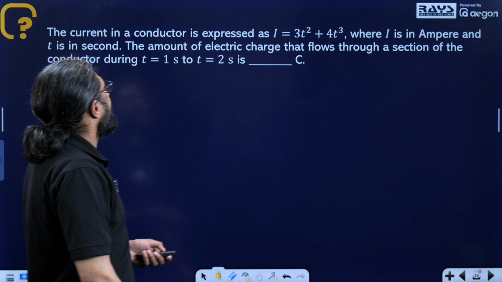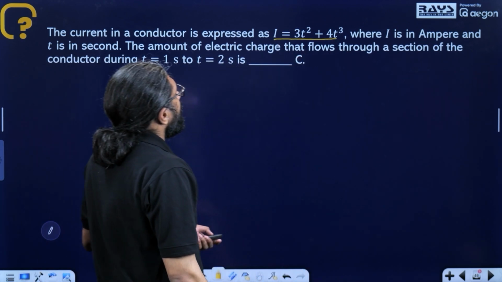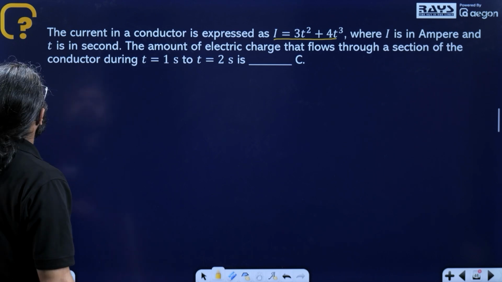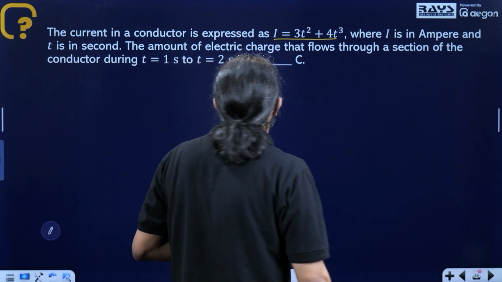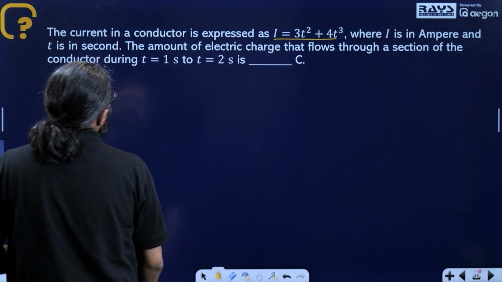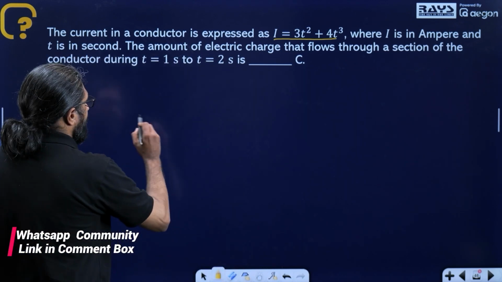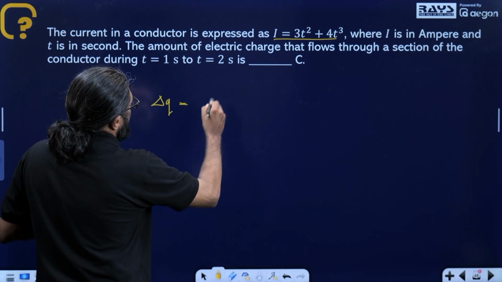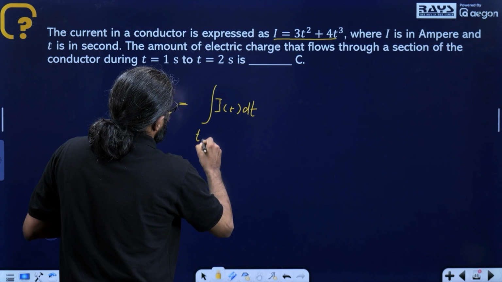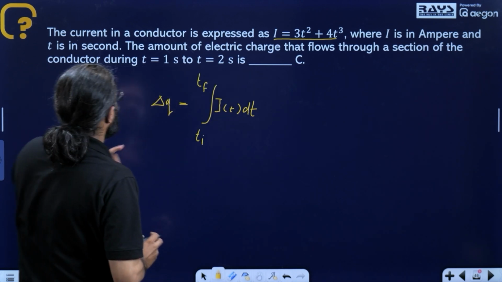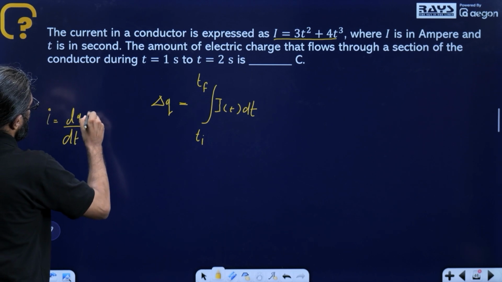Now, the current in a conductor is expressed as I is equal to 3t square plus 4t cube, where I is in ampere and t is in seconds. The amount of electric charge that flows through a section of the conductor during t is equal to 1 second to t is equal to 2 seconds is. നോക്കൂ, ഇതൊരു വളരെ സിമ്പിൾ ആയിട്ടുള്ള ഫോർമുലയാണ്. ഡെൽറ്റ ക്യൂ is equal to integral I of t dt from t initial to t final. This is based on the equation I is equal to d by dt of q of t.